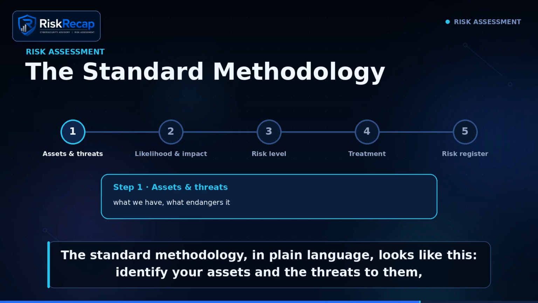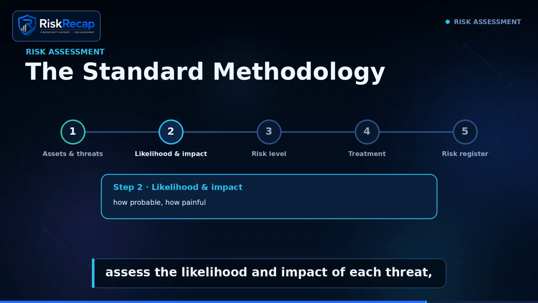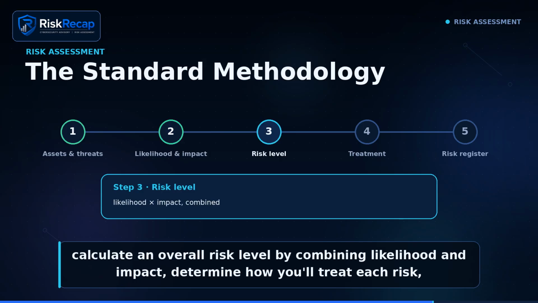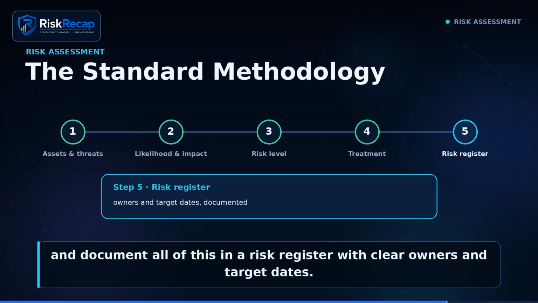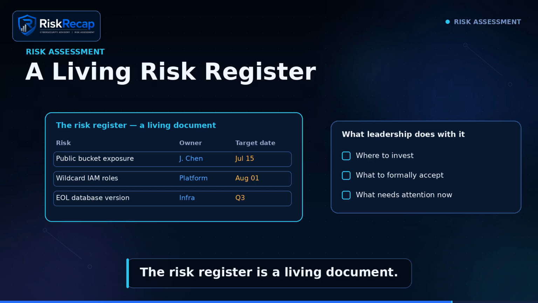The standard methodology in plain language looks like this. Identify your assets and the threats to them. Assess the likelihood and impact of each threat. Calculate an overall risk level by combining likelihood and impact, determine how you'll treat each risk, whether you accept it, mitigate it, transfer it, or avoid it altogether, and document all of this in a risk register with clear owners and target dates.